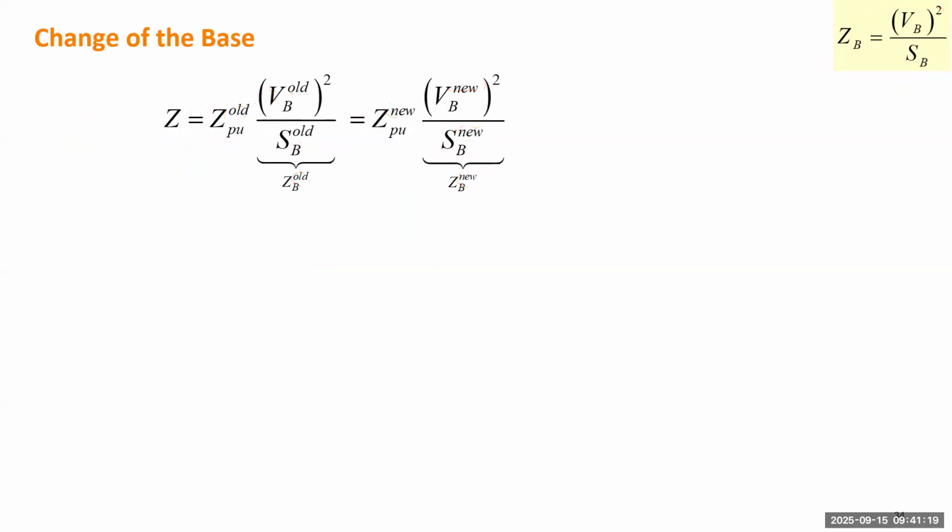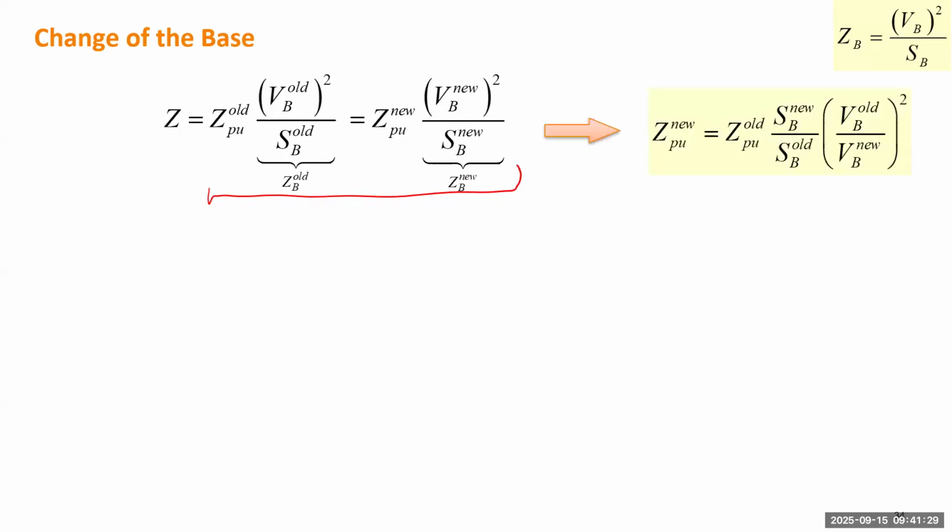So we can utilize this equation to derive a useful formula to convert from one per unit value to another per unit value of a different base. That will be this formula. If you know the old base value and the new base value, plug them into this formula, and you will transform the old per unit value to the new per unit value.